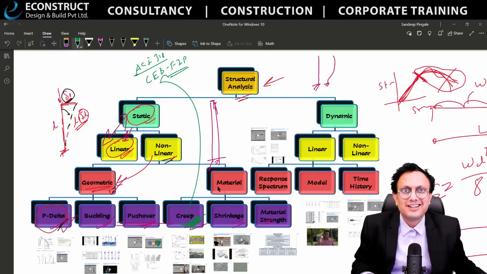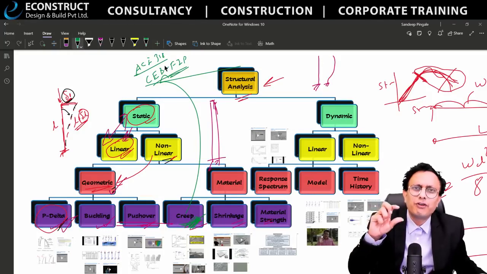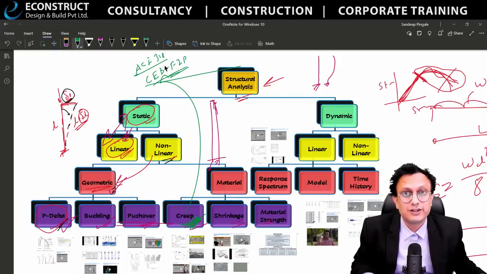So creep analysis is a real type of analysis, and it is a must. It has to be done. So what is this code all about? Actually, just Google it, CEB-FIP code. It is half of a telephone directory. I will not be able to go through such things here, but it is really needed. Through the software, life is a little bit easier.